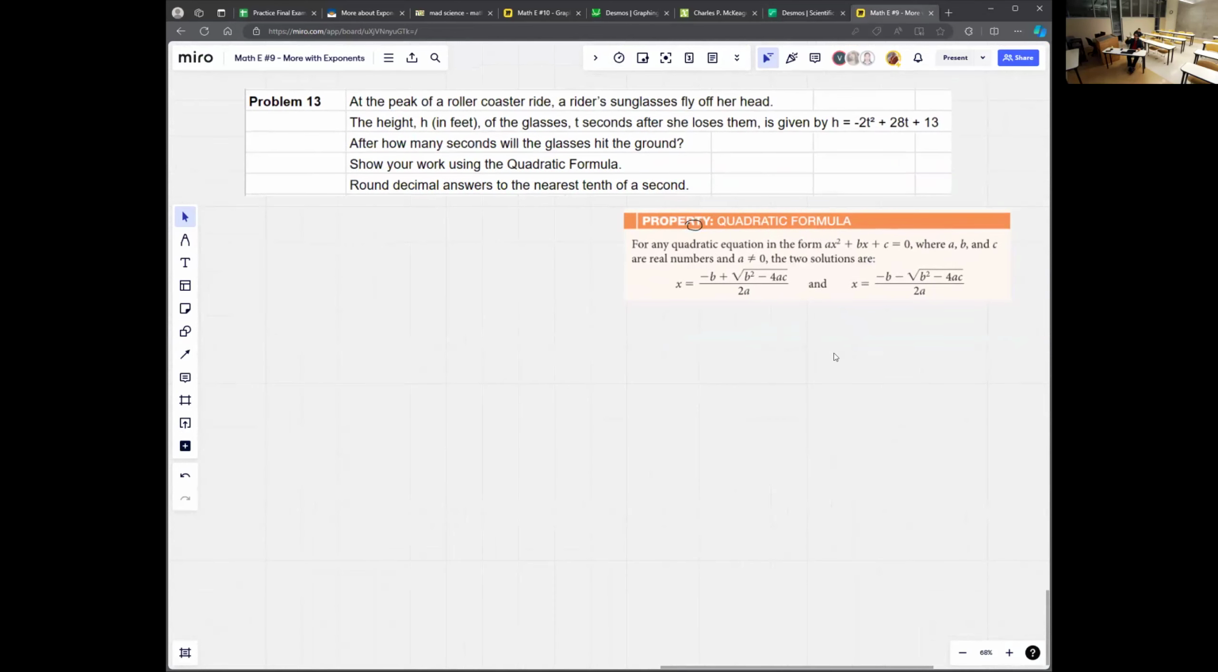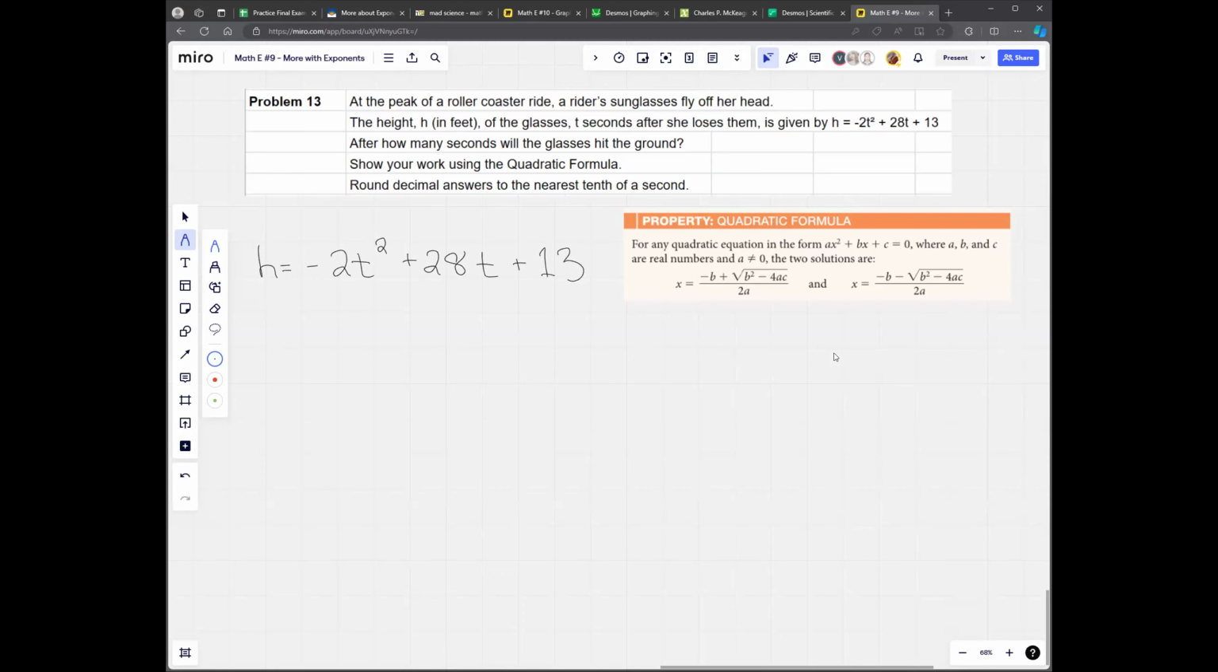Okay, so here is your problem. I'm just going to copy it in bigger letters, so if someone is watching this video on their phone, maybe they can actually read it. The height is negative 2t squared plus 28t plus 13. I'm going to pause the video recording. If you're watching at home, try this on your own and then unpause, and then we'll check it together.